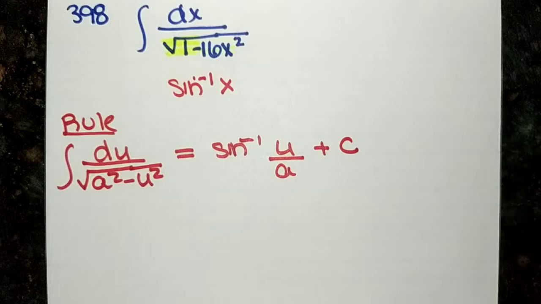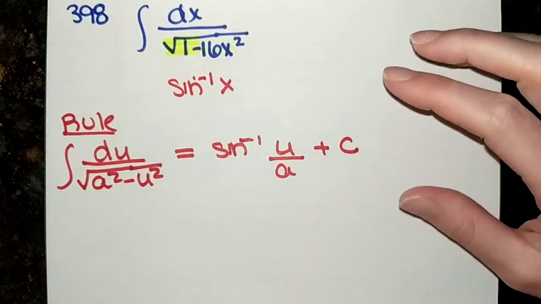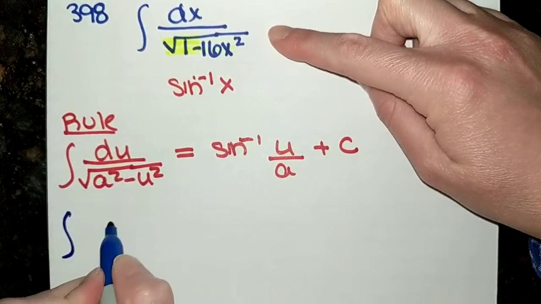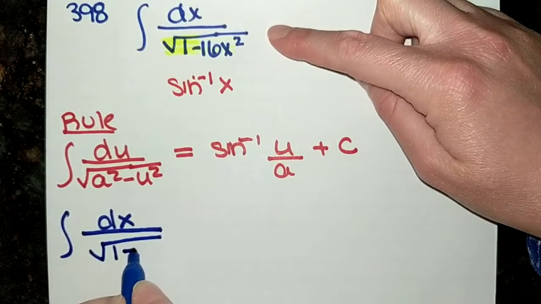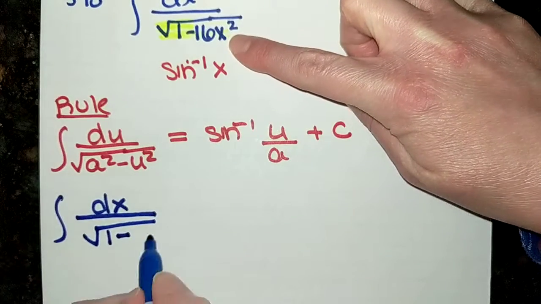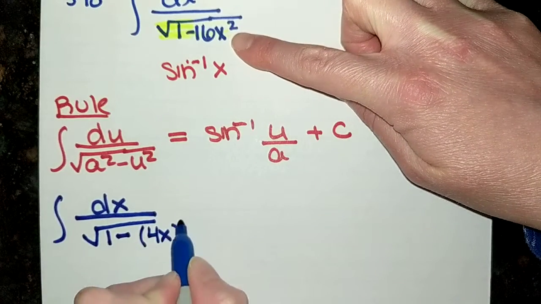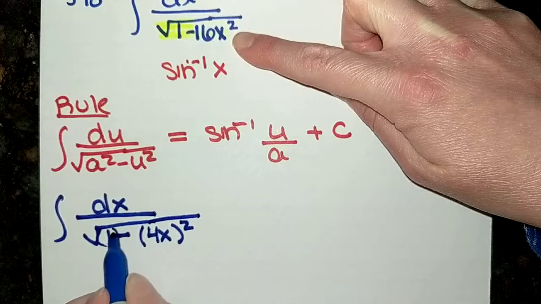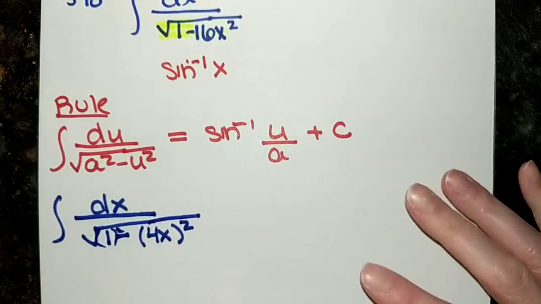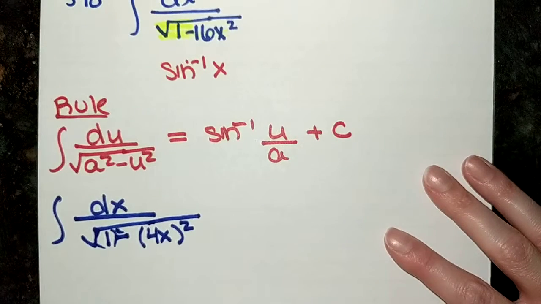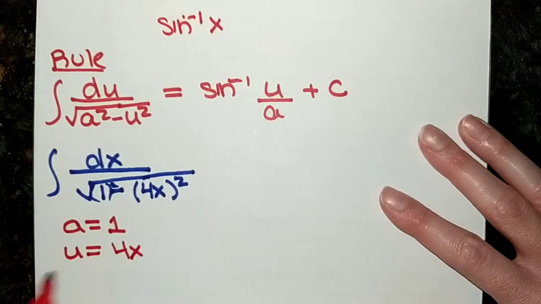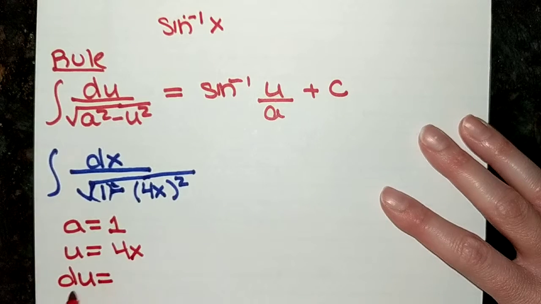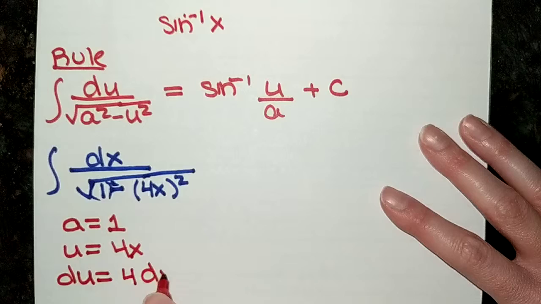Okay, so now the challenge is, how do you match this up? So let's just write below here what we're currently integrating. dx over the square root of 1 minus 16x squared, of course, would be 4x quantity squared. And the 1 you could write as 1 squared. Okay, so if you look at that and match it up, starting with maybe your a first, your a is going to equal 1, your u is going to equal 4x, but your du is going to be 4 dx.